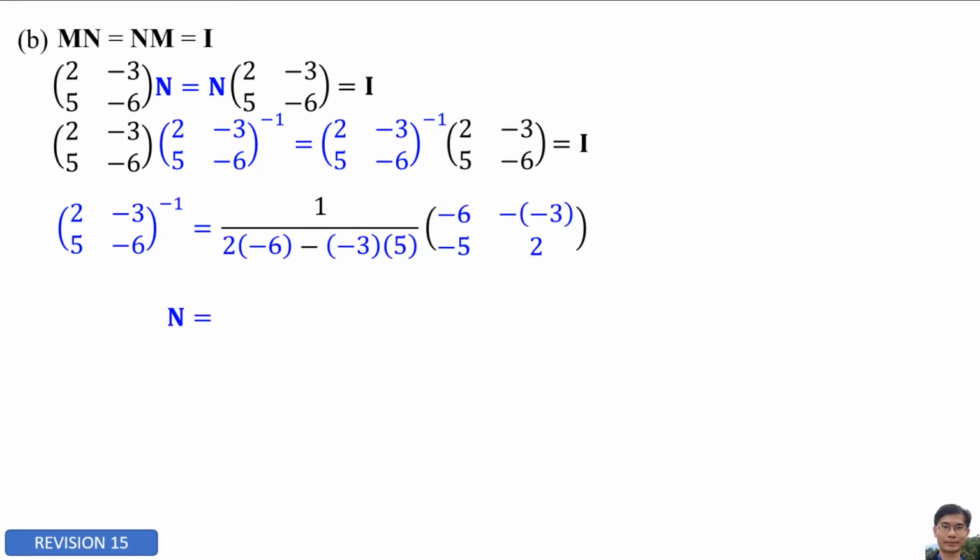So N equals, this fraction equals 1 per 3. Then we bring down this matrix. And -3 equals 3. Then all these 4 numbers are multiplied by 1 per 3. So this is the inverse matrix of M.